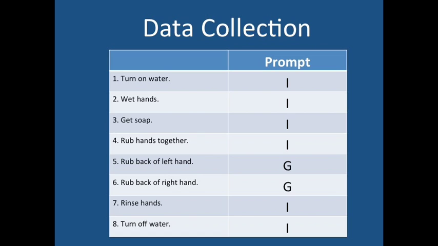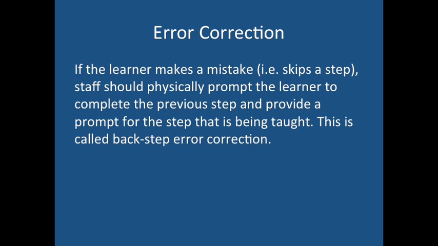Now we're going to discuss what to do if your student makes a mistake. If the learner makes a mistake, for example, if he or she skips a step, the staff should physically prompt the learner to complete the previous step that was completed correctly, and then immediately provide a prompt for the step that is being taught. This is called back-step error correction.